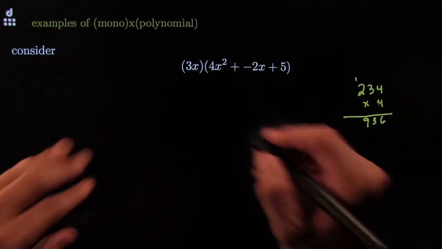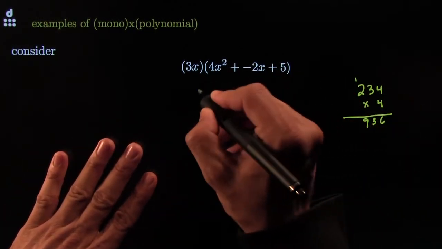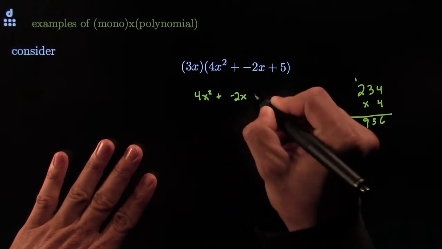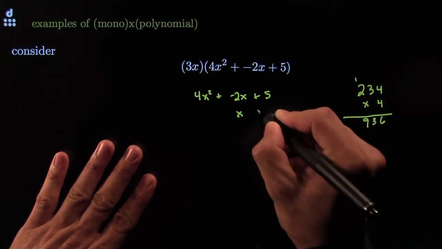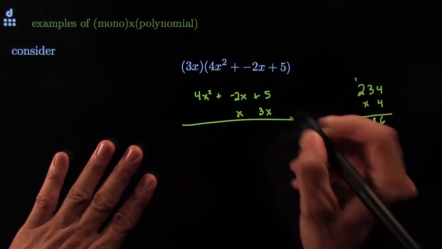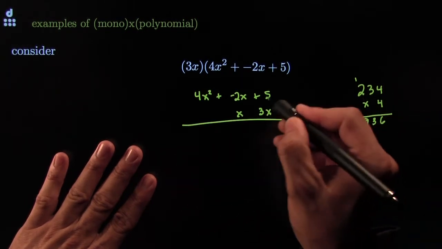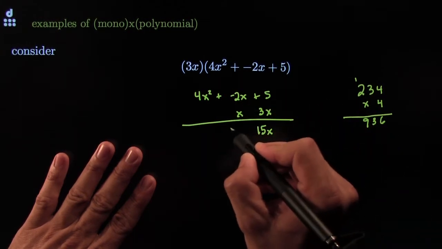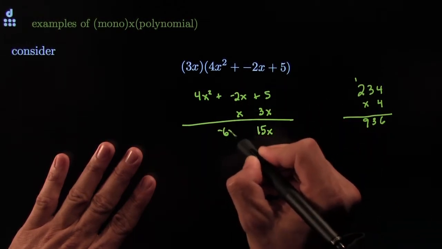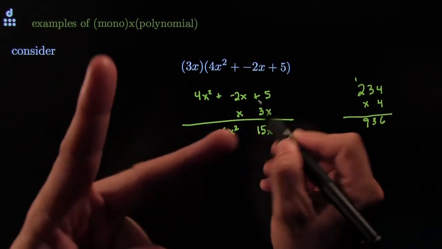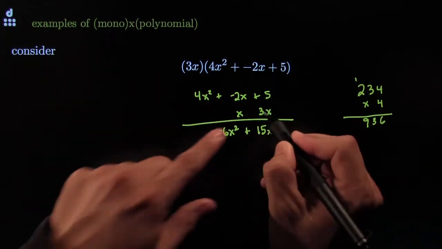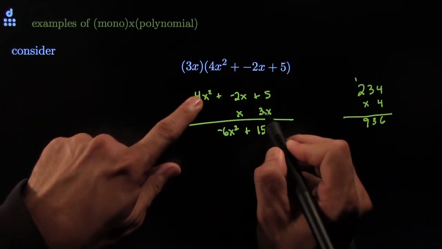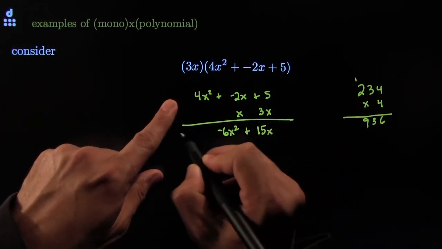In this case, it would look like this. You would first stack them. You would go 4x squared plus negative 2x plus 5. Then you go times 3x. And then you would do the same thing that we did here. You take the 3x times the 5. That's 15x. The 3x times the negative 2x. That would be negative 6x squared, because x times x would give you 2 x's being multiplied together. And then 3x times the 4x squared. That's these two. That would give you a grand total of 12.